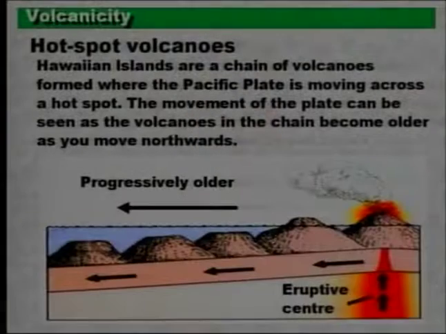Okay, if we look at the information on Hawaii, it tells us that the Hawaiian Islands are a chain of volcanic islands formed where the Pacific plate is moving across a hot spot. One of the things we need to remember about hotspots is that they are usually stationary. But plates, when they are moving, will move over the hotspot.